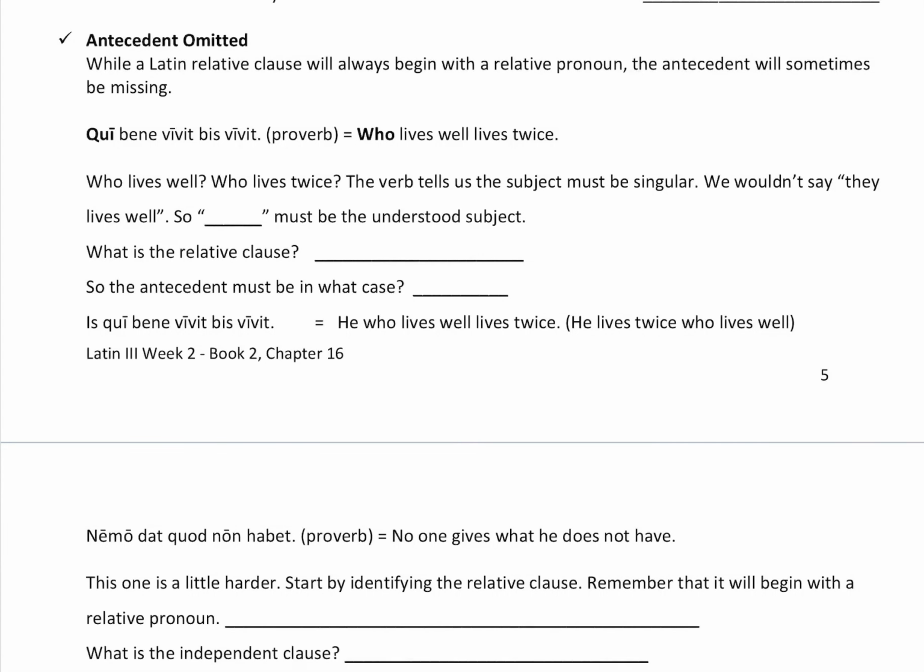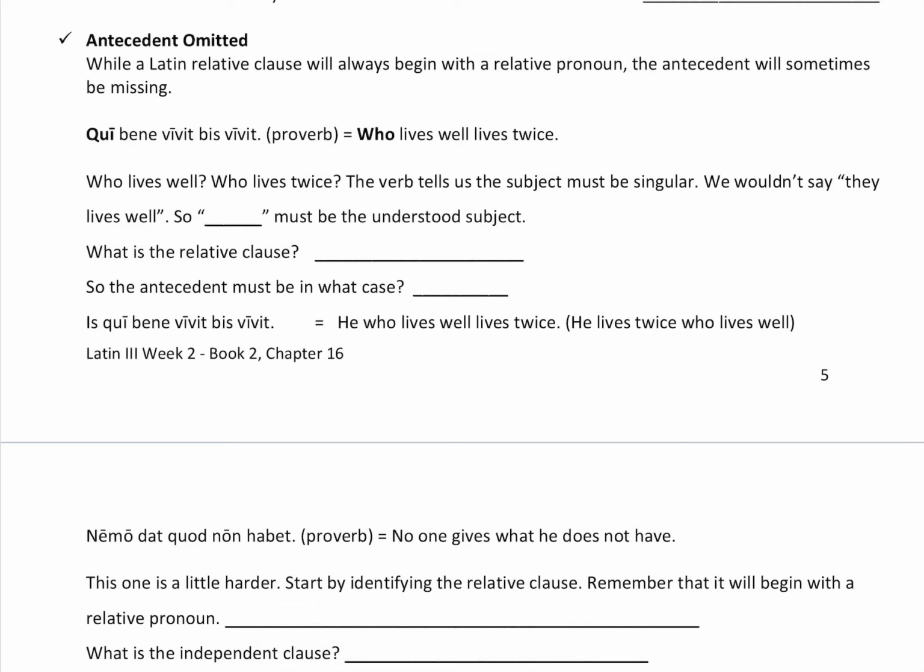Right, let's talk about now when an antecedent is omitted from a Latin relative clause. Do you remember how I told you that sometimes a relative pronoun is left out in English, but it's always in Latin? Well, sometimes in Latin, an antecedent will be missing. So if you look at this sentence, qui bene vivit bis vivit, it's a proverb. Who lives well lives twice is the literal translation. But we're left with a question. Who lives well? Who lives twice?